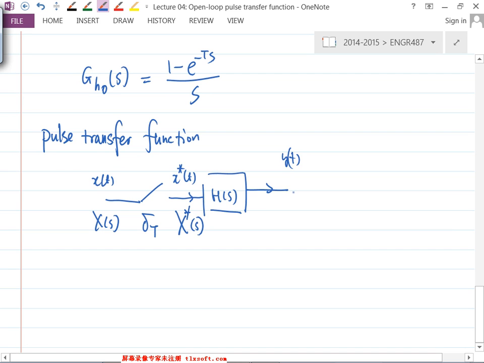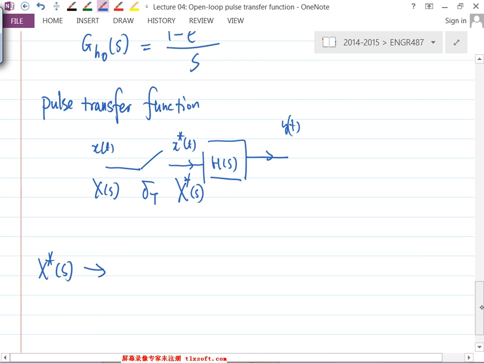Right now it's kind of a mixture of things together. If you remember from the previous lecture, how did I get that capital X of z? Capital X of z is obtained from x star of s. Once you get x star of s, you can get x of z by replacing the s with 1 over t ln z.